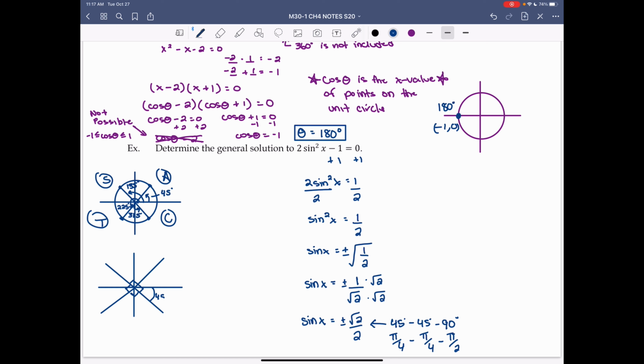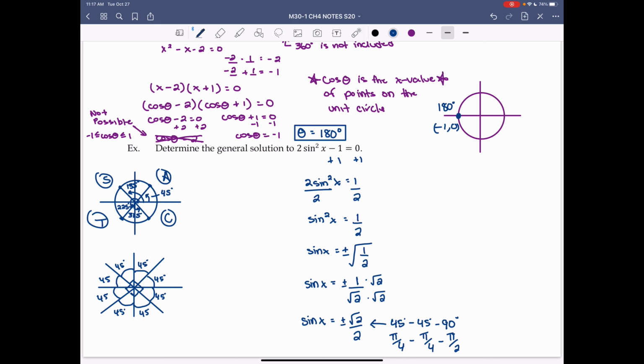So this is 45 degrees, and this is 45 degrees, which adds to 90. And because 45 is half of 90, then this side is also 45, and this side is also 45. Those add to 90. This is 45, this is 45, those add to 90. This is 45, and this is 45, and those add to 90.